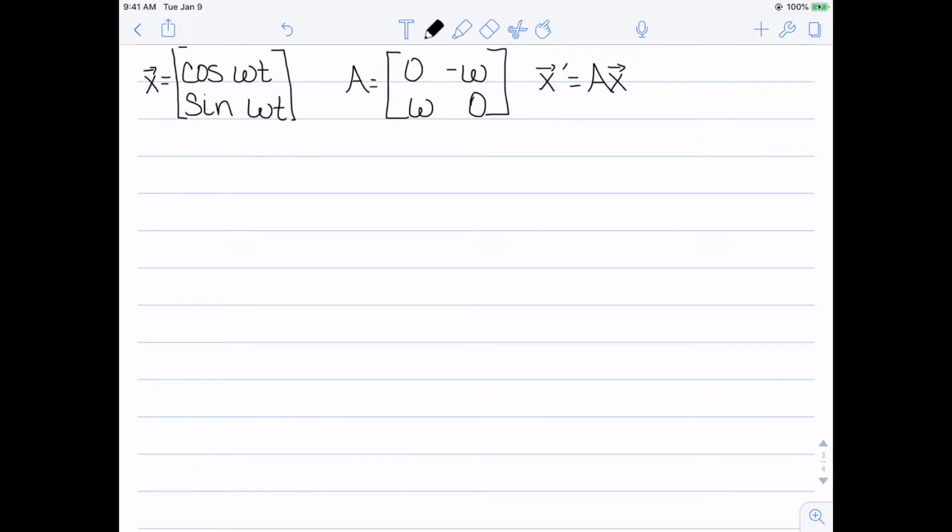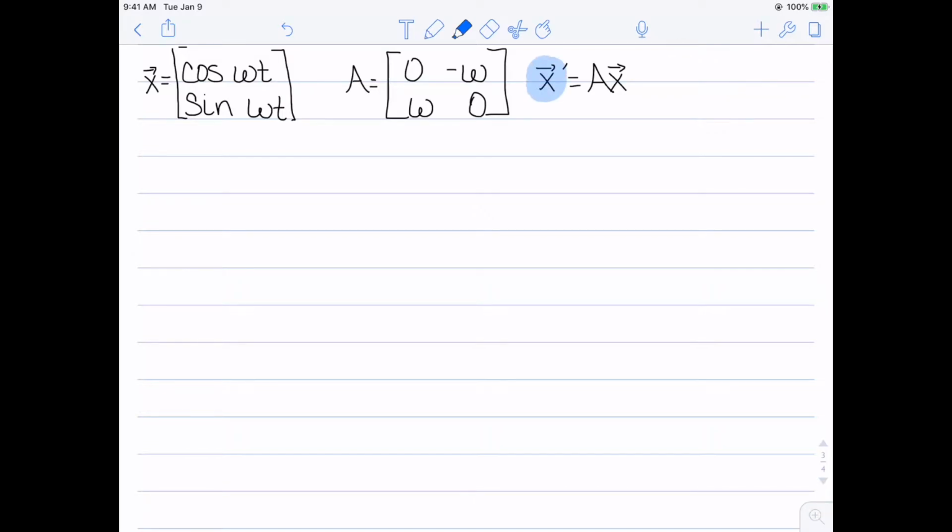Here I have a vector x of t, which is cosine omega t, sine omega t. I have a matrix A, which is 0, negative omega, omega, 0. Now I want to actually show that this vector x is a solution of this matrix differential equation, x prime equals Ax, where I've just given you A. So let's stick it in and see what happens.